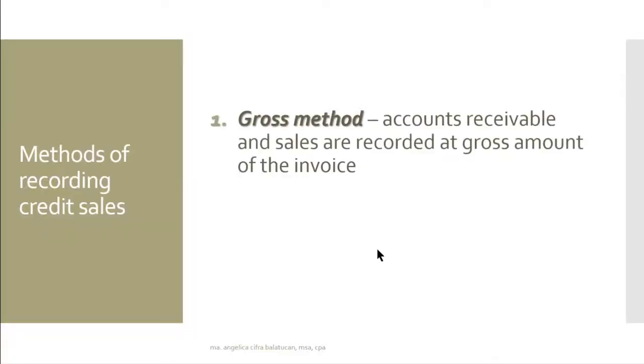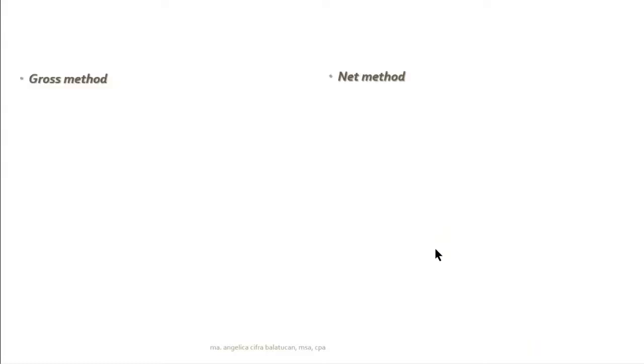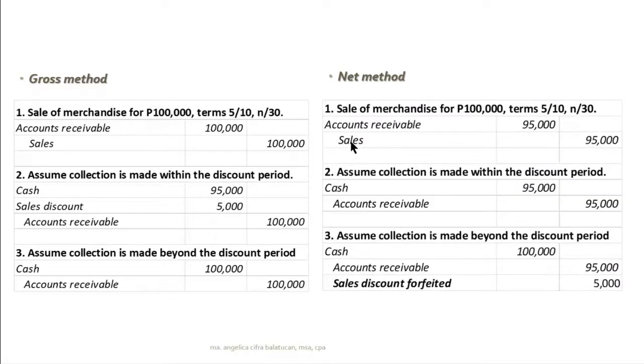Then there are two methods on how we record credit sales. We have the gross method and we have the net method. If it's a gross method, the sales are recorded at gross amount, while if it's a net method, the sales are recorded at net amount, which is the invoice price minus the cash discount. So here are the differences in terms of the journal entry. First, we have the gross method and the other one is the net method.